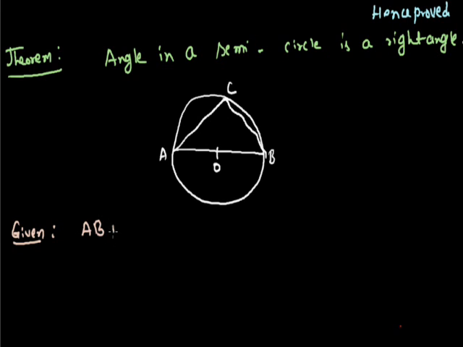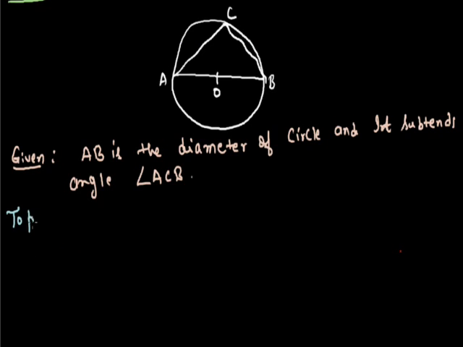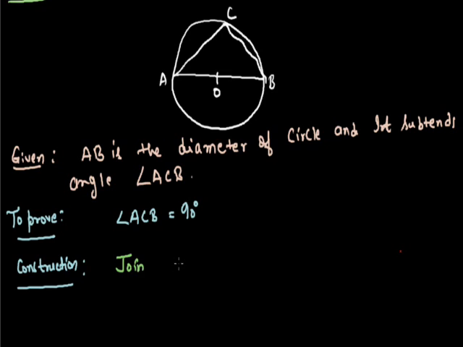Given: AB is the diameter of the circle and it subtends angle ACB. To prove: angle ACB is equal to 90 degrees. Construction: join CO and produce it to D.